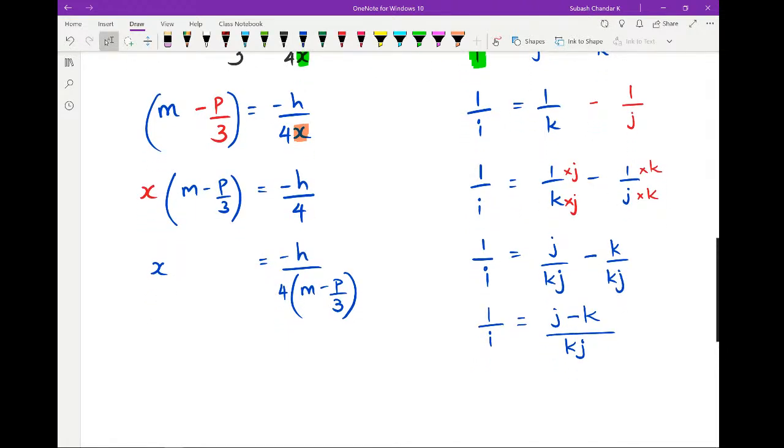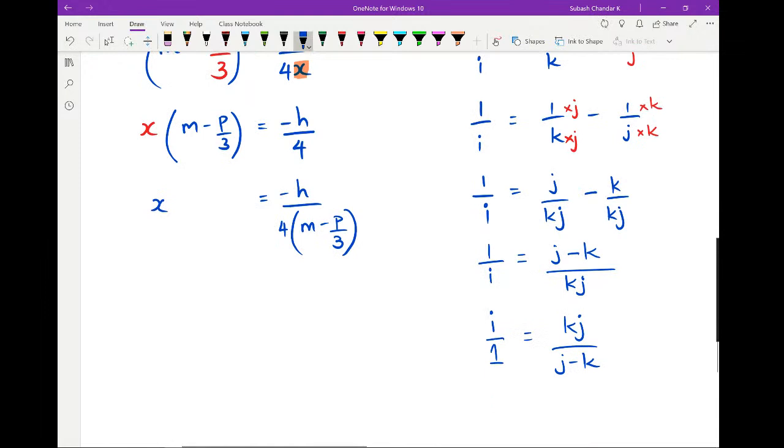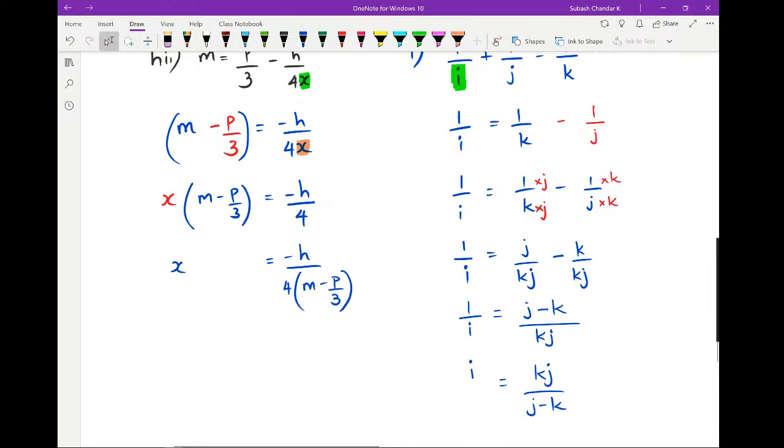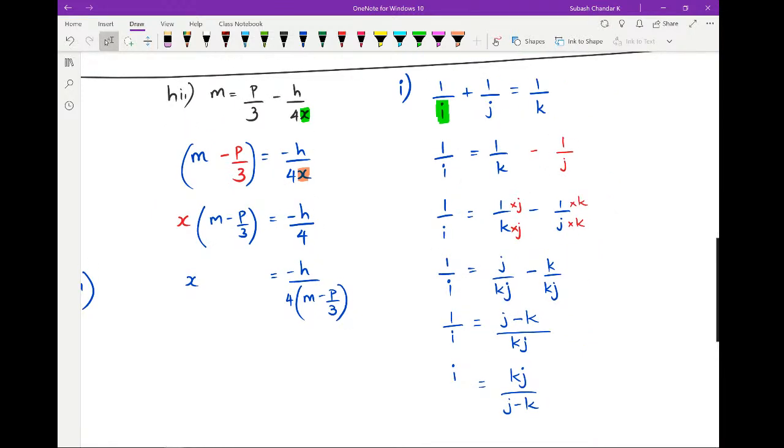All right, and at this point, because we have one fraction equal to another fraction, you can literally flip it upside down. So then this would become I divided by 1 equals kj divided by j minus k. Now, I divided by 1 is just I. We don't really need to worry about that 1 anymore, and we can leave it like that. Or you could cross multiply as well. That's absolutely fine.